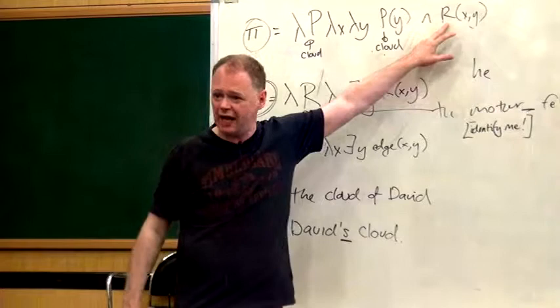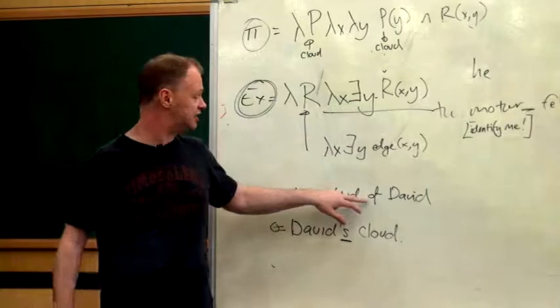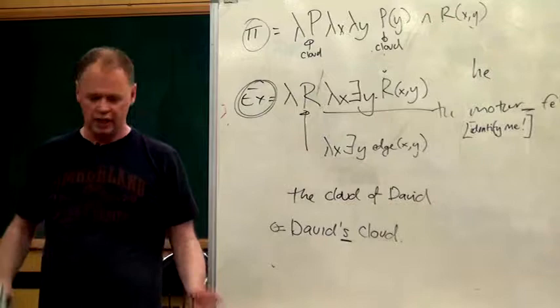But it turns out that when you say things like the cloud of David, actually there's only a very small set of relations that this can be. This cannot be resolved to any old pragmatic relation. This has to be resolved to the particular semantic relations you find with relational nouns. So I'll show you that just now before we break.